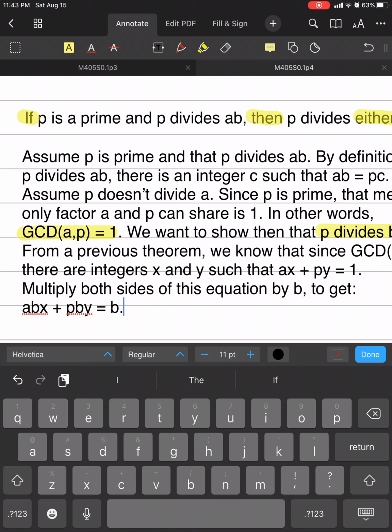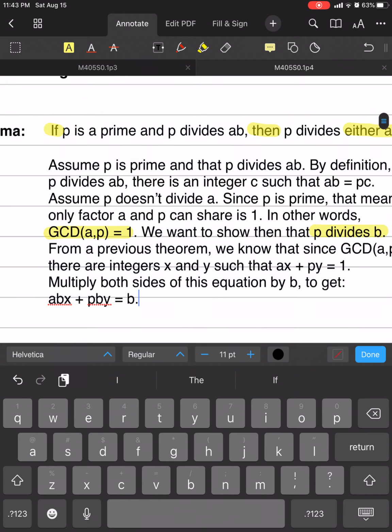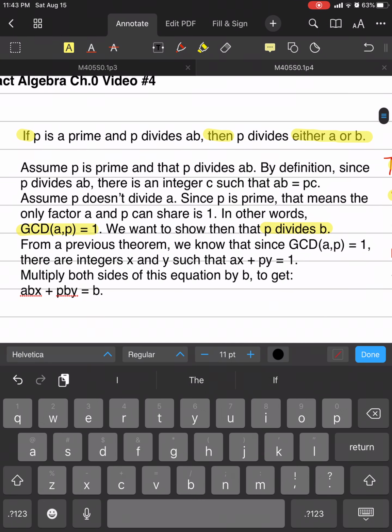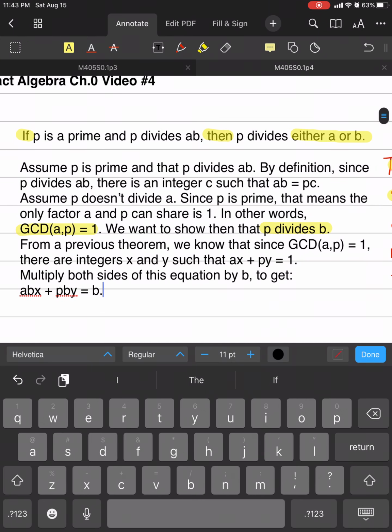So multiply this to get ABX plus PBY equals B. So then what we want to do is use this to somehow show that P divides B. Now you'll notice we're not there yet, but there is another piece that we've already got here that's going to get us a result that shows that P divides B. So again, go ahead and pause the video, look through what we've already got written, and find out what we can do to show that P is a factor of B.